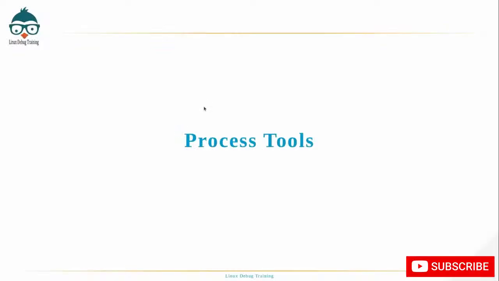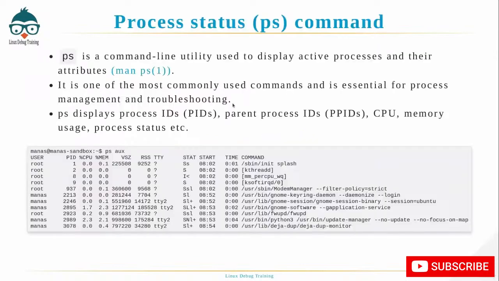We will now explore the tools available for process management. The first tool we are going to discuss is process status, or commonly known as the ps command. ps is a command line utility used to display active processes and their attributes. It is one of the most commonly used commands and is essential for process management and troubleshooting. ps displays process ID, its parent process ID, CPU usage, memory usage, process status, etc.